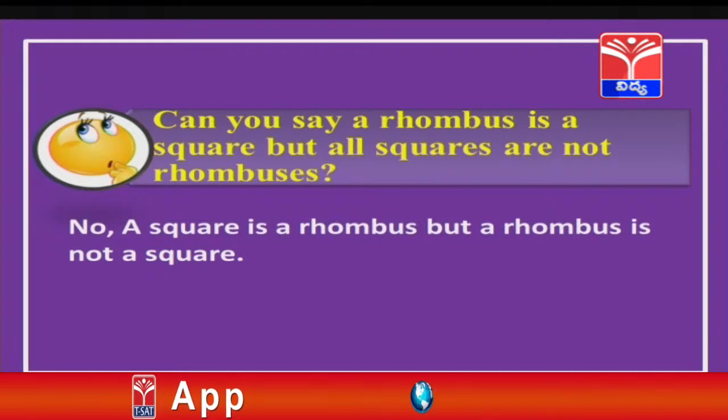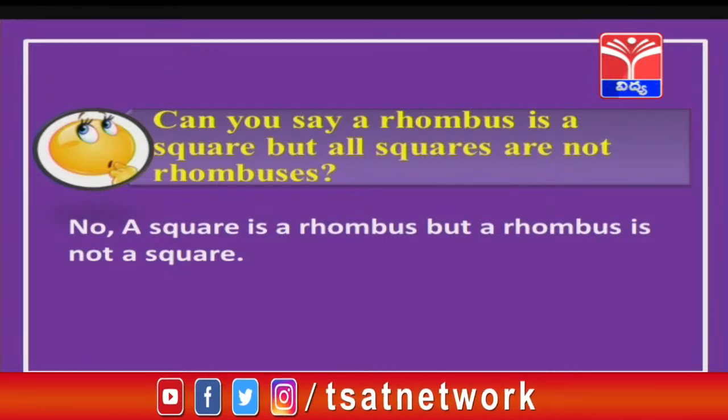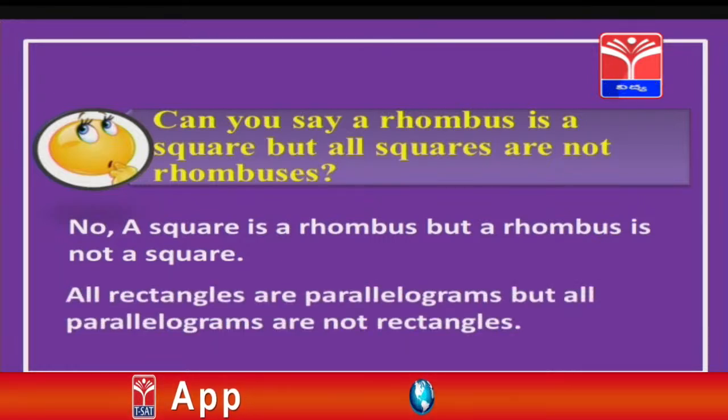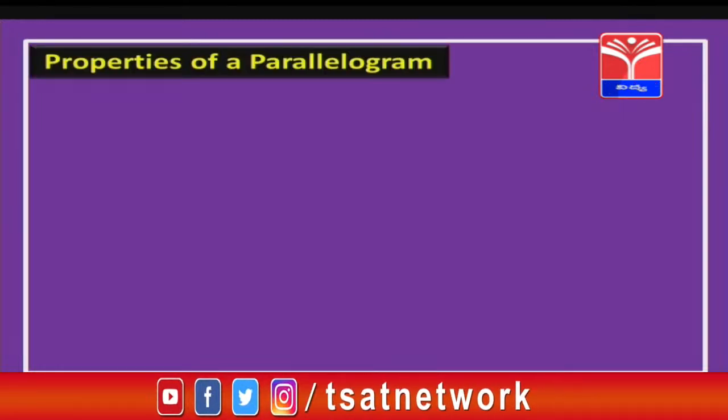Why? Because in a square all angles should also be equal and equal to 90 degrees, but in a rhombus the angles are not all equal and not equal to 90 degrees. So, that is why a rhombus is not a square, whereas a square is a rhombus. Similarly, all rectangles are parallelograms, but all parallelograms are not rectangles. These are very important concepts, children, that you need to remember. Okay, so let us learn about the properties of a parallelogram now.